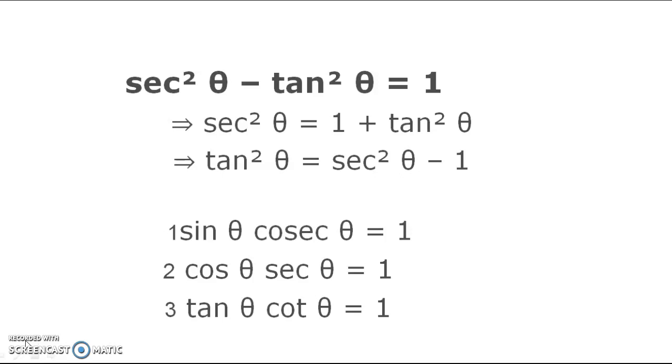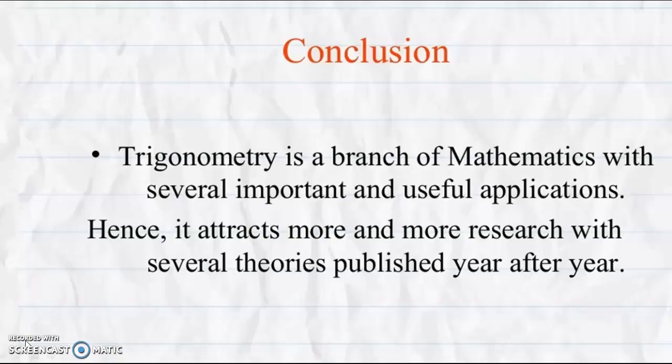Here are three results that we use in trigonometry. As all of you know, sine is the reciprocal of cosecant theta, so when we multiply both of them, we get 1. Similarly, cos theta is the reciprocal of secant theta, so when we multiply both of them, we also get 1. Tan theta is the reciprocal of cot theta, so tan theta into cot theta is also equal to 1. So now this is all of the trigonometry chapter.